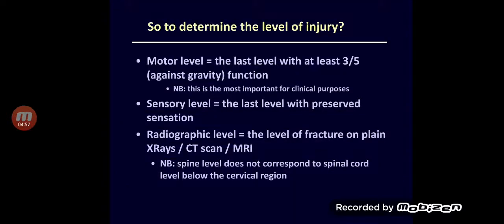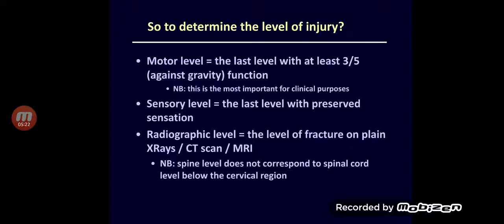So to determine the level of the injury specifically, we have to assess the motor level, the last level with at least 3/5. We have to assess the sensory level. This is the last level with the preserved sensation. We have to assess the radiological level, that is the level of the fracture on the plain X-ray, the CT or MRI, if any.